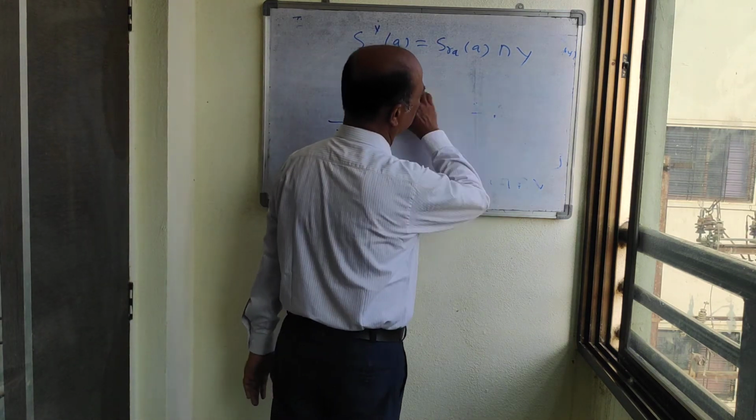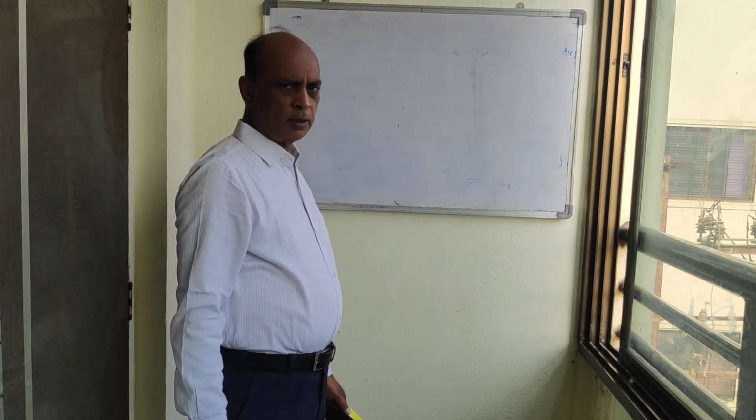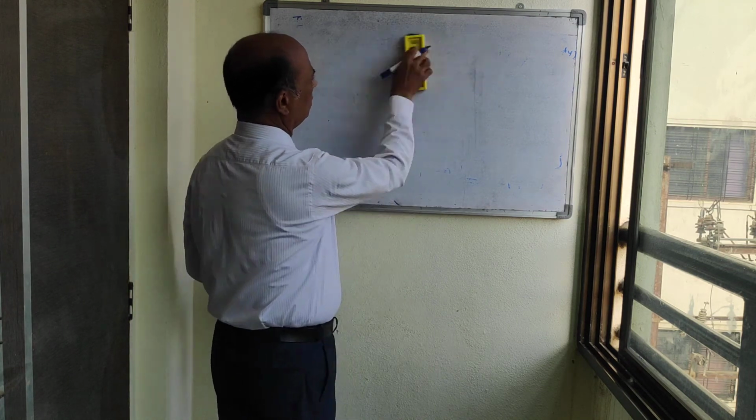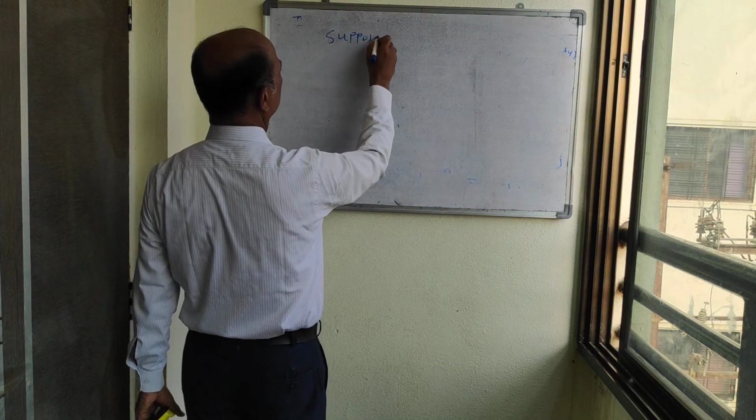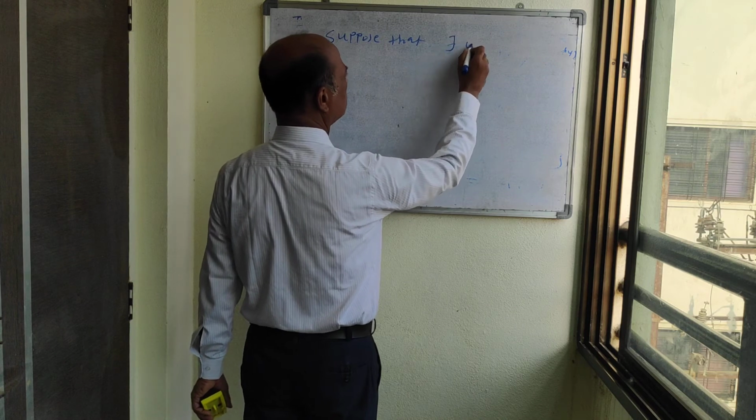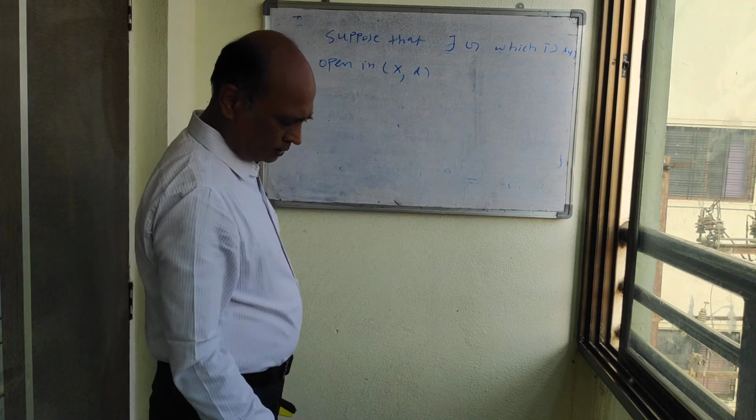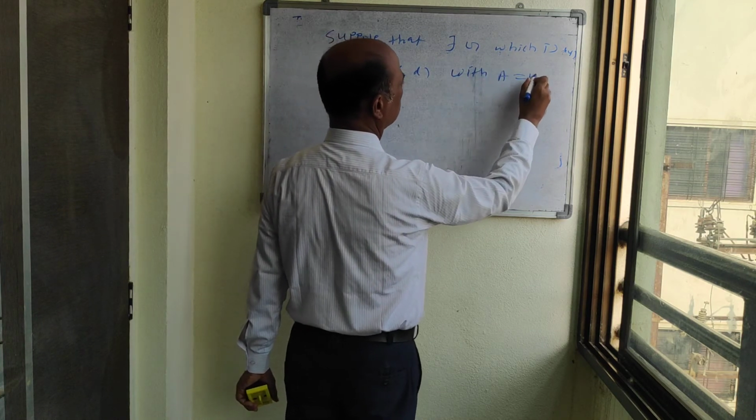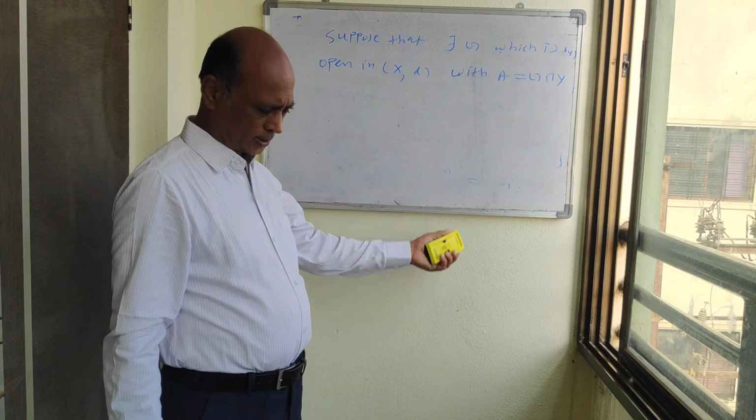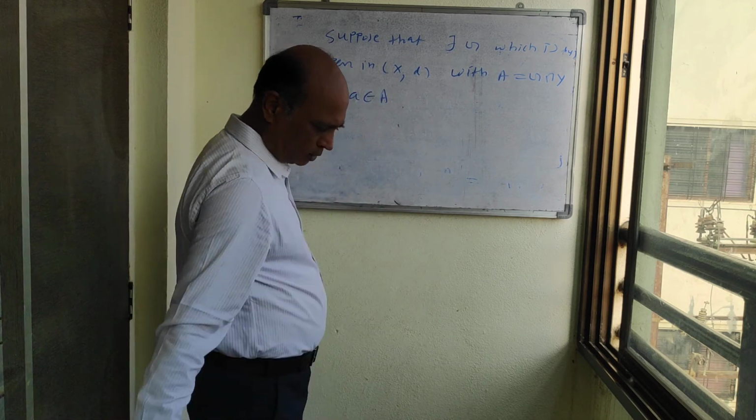Now let us prove the converse. Conversely, suppose that there exists a set G which is open in (X, d) with A equal to G intersection Y. We proved the other direction just now, but to prove the converse we are supposing this. So let a belong to A.